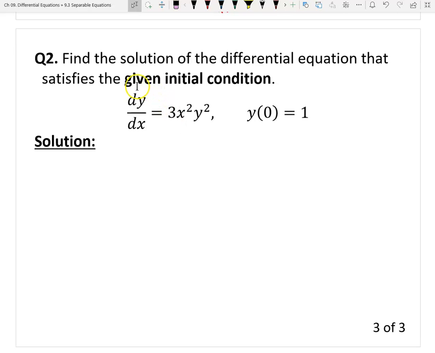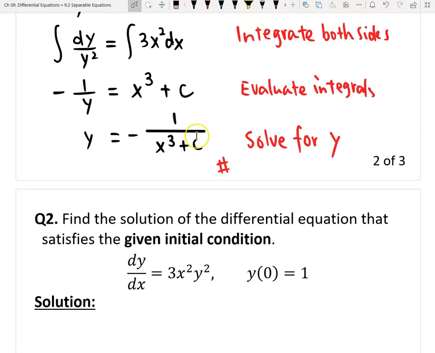Now, in this question, we need to find the solution based on the initial condition, which means what? The initial condition is here: y, the function of y at x equals 0, equals 1. When x equals 0, y equals 1. See, this is another piece of information. We can use this information to solve for c. Therefore, we finally get a specific solution.